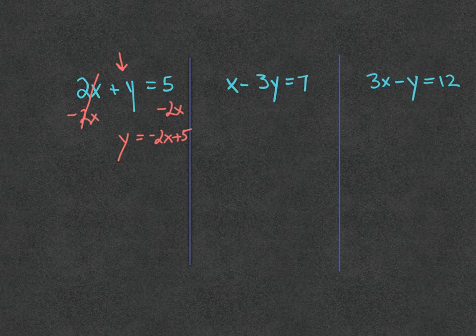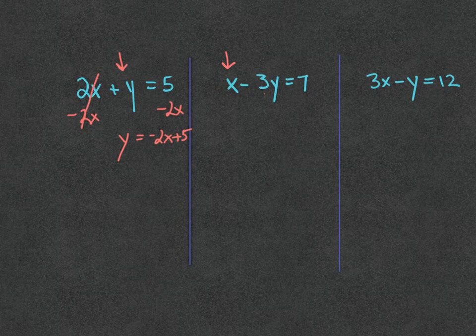Okay. If we look at our second example and we look at the coefficients, we have a variable x, and the coefficient there is a 1. And we have a variable y, and the coefficient there is a negative 3. So for this particular problem, the best variable to solve for is the one with the coefficient of 1, which happens to be the x. And so that's how I identify which variable I'm going to solve for.